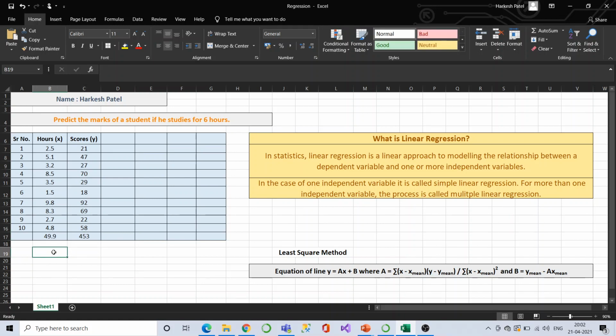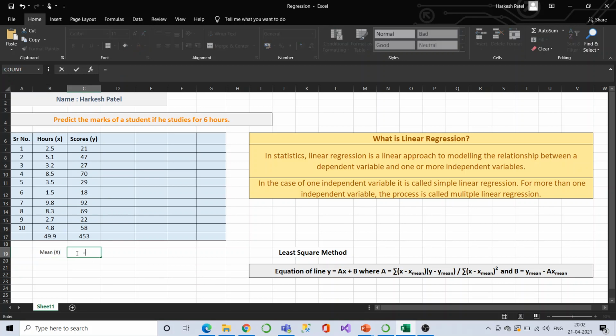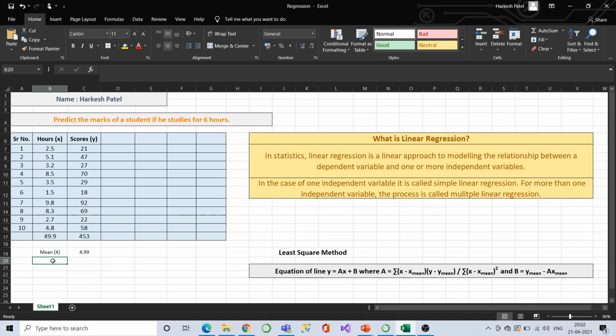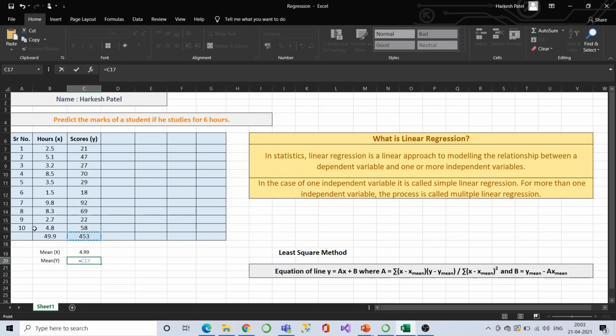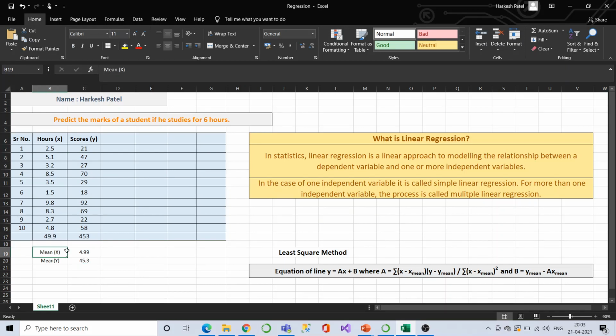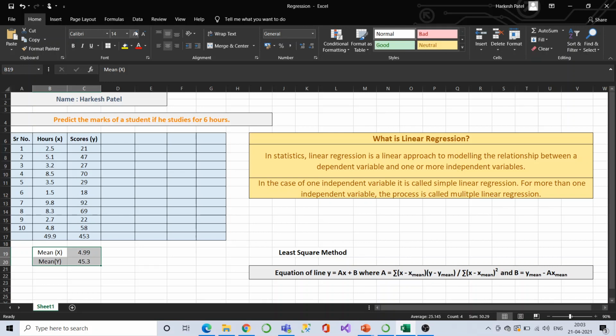So what would be the mean? I'll write x mean, that is mean of x, which would be 49.9 divided by 10. So the mean of x would be 4.99. Similarly, what would be the mean of y? Y mean would be 453 divided by 10, the number of observations. So these are our calculations, mean of x and mean of y.